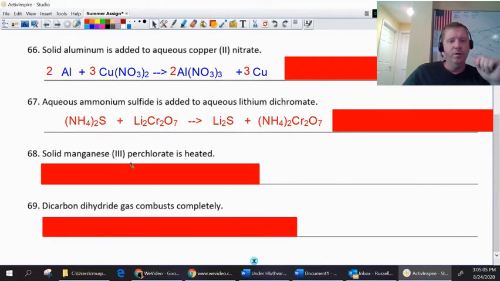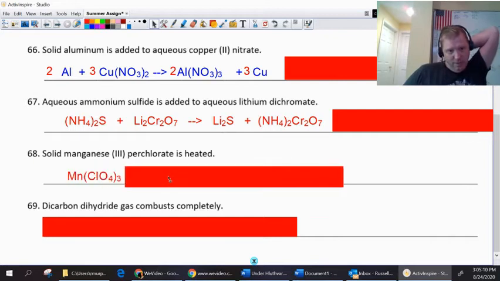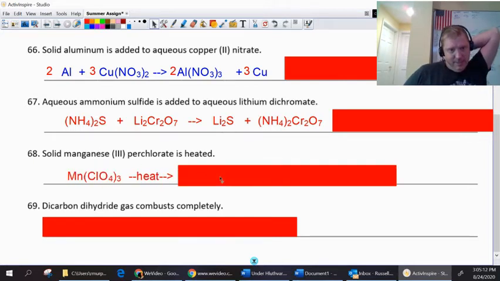Manganese(IV) perchlorate is heated. A lot of times when you have a compound like this and it is heated, those oxygens are going to break off. The oxygens in oxates and anything that's got a nitrate or a chlorate, the oxygens break off and they're free.